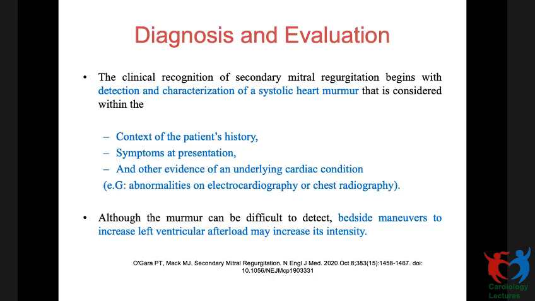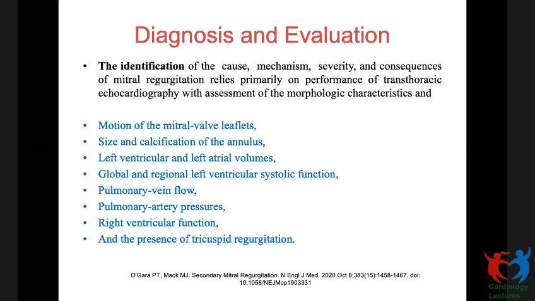The clinical recognition of secondary mitral regurgitation begins with detection and characterization of a systolic heart murmur that is considered within the context of the patient's history, symptoms at presentation, and other evidence of underlying cardiac condition, for example abnormalities of ECG or chest radiograph. Although the murmur can be difficult to detect, bedside maneuvers to increase left ventricular outflow may increase its intensity.